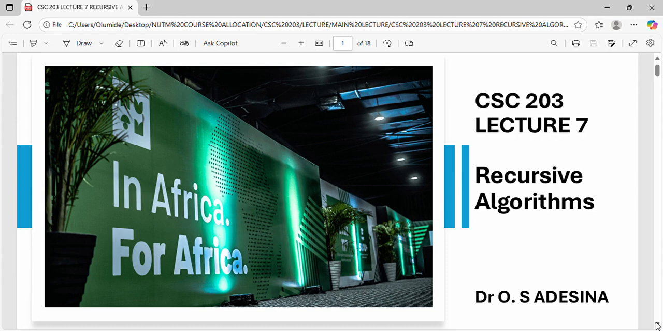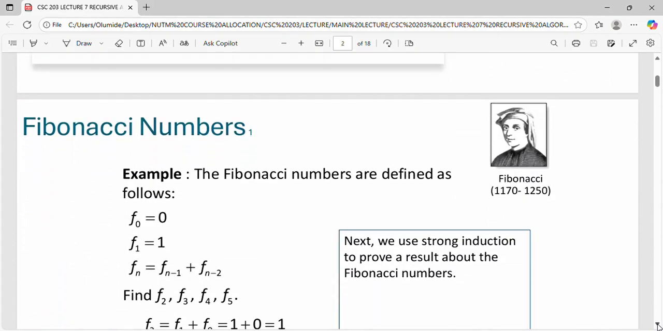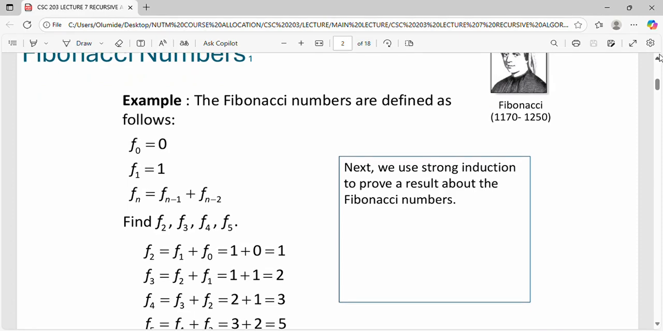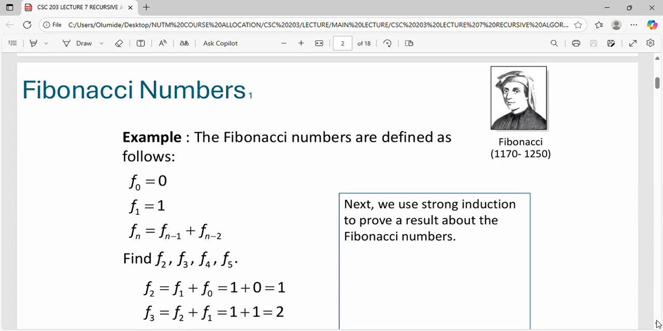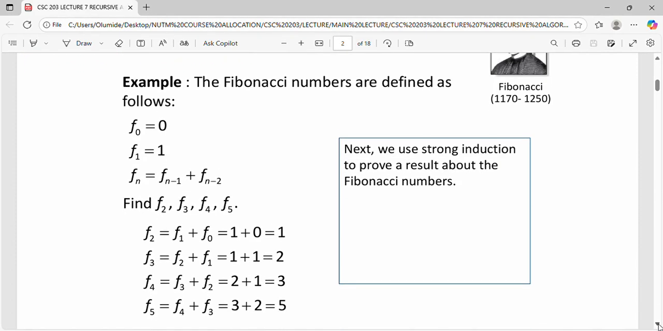Right. So we also have looked at recursive induction. But this morning we are looking at recursive algorithms using that same principle. It's built on the principle. Now, don't forget that when we were dealing with sequences and summations, we talked about Fibonacci numbers, and we used strong induction to prove a result about the Fibonacci numbers.